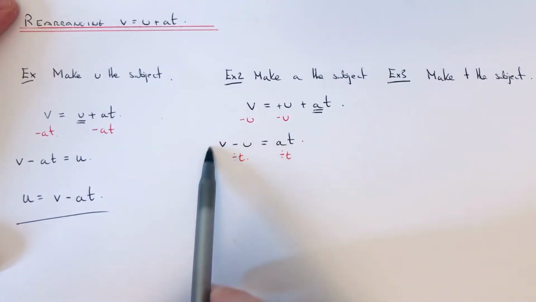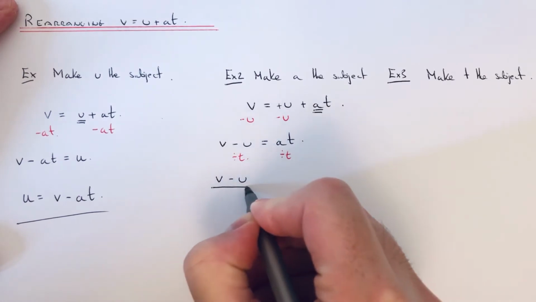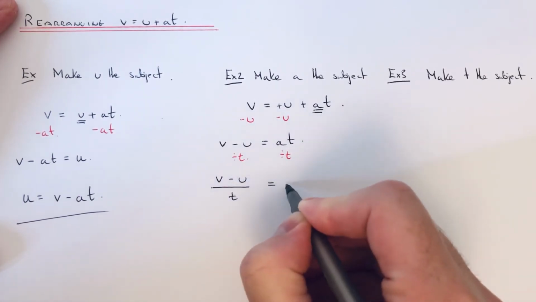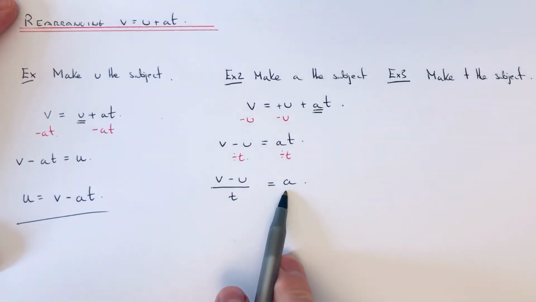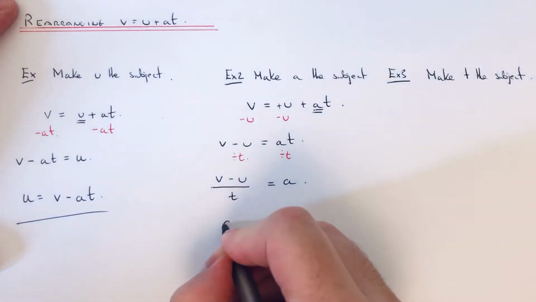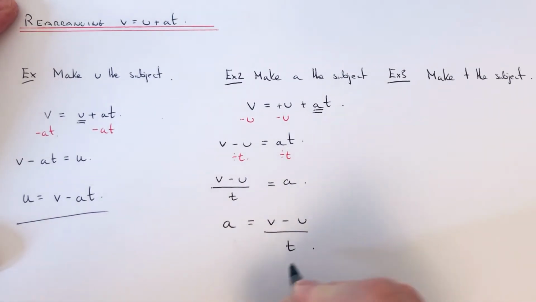So we'd have to write this in algebra as V minus U, the whole lot is divided by T, equals A. So we've now made A the subject. So if we just write it out again with the A at the start of the formula.